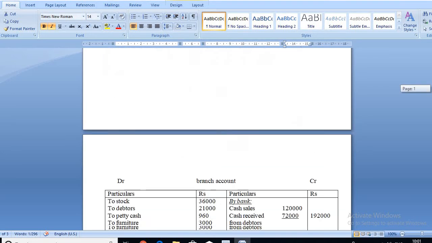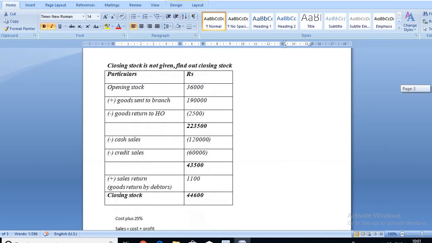Now move on to calculation of closing stock. Opening stock is given, but closing stock is not given. So this is the prescribed format for calculating closing stock. First take opening stock. So opening stock is how much? 36,000, which was given in the problem. To this 36,000, head office sends goods to branch. How much? 1,90,000. That should be added.